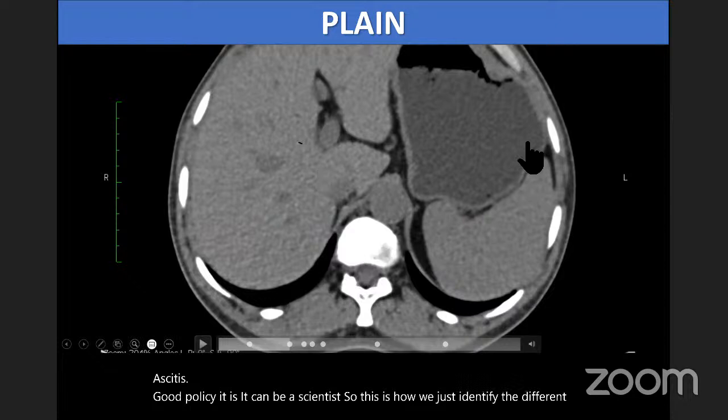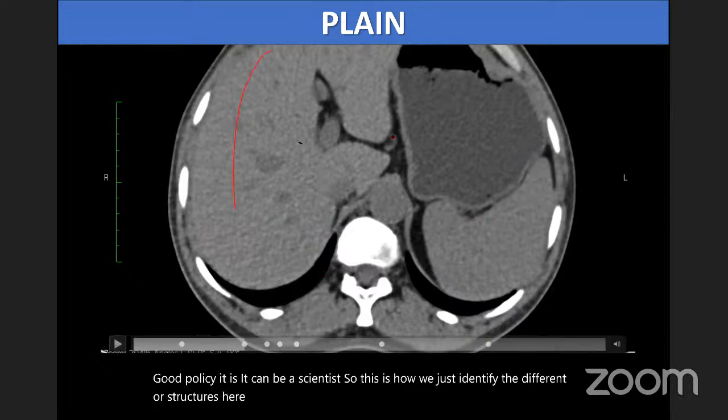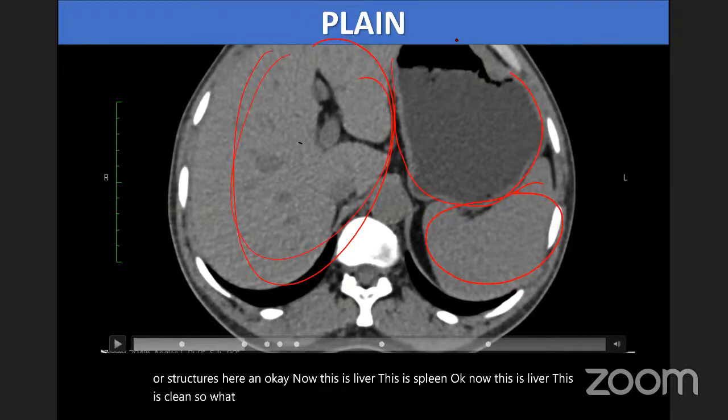So this is how we identify the different structures here. Okay, now this is liver, this is spleen. So what do you think this structure is? This huge structure, a bag-like structure.